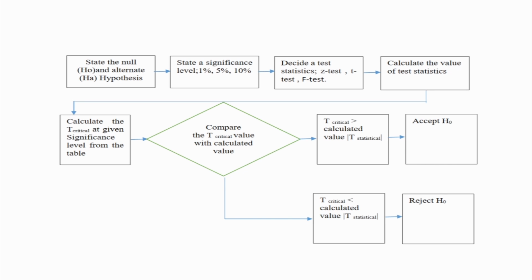So we will state a null hypothesis, okay, state a significance level of 1%, 5% or 10%. Okay, what does significance level mean? How much error you are ready to tolerate, that's it. 1% error, 5% error, 10%. What type of error? Type 1 error. What is type 1 error? Rejecting the null hypothesis when it is true.